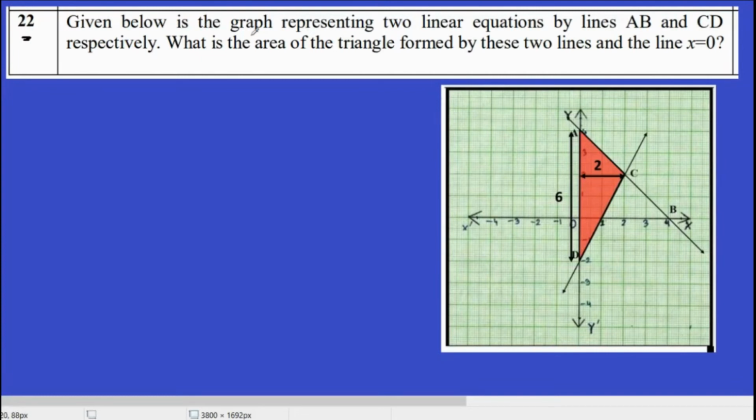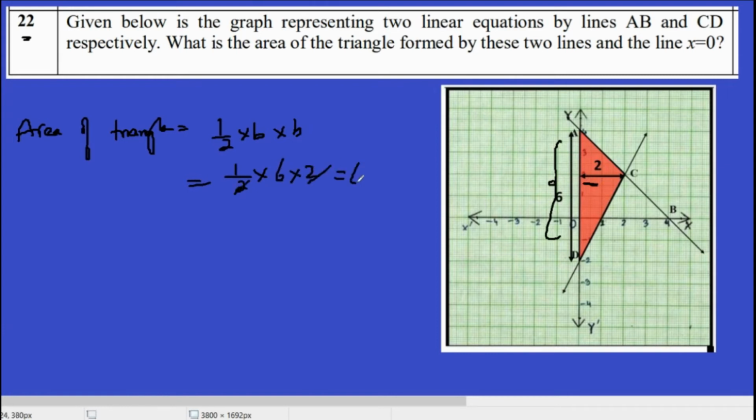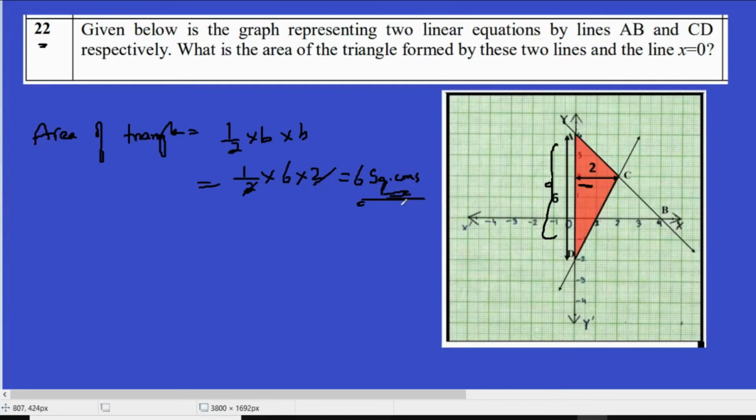Question number 22. Given below is a graph representing two linear equations by lines AB and CD. So AB is this line and CD is this line. What is the area of the triangle formed by these two lines and the line x is equal to 0? So we have to find the area of the shaded region. We know the area of a triangle formula, which is half into base into height. In this question, base is 6 centimeters and height is 2 centimeters. So half into base is 6, height is 2, 2 gets cancelled, 6. So correct option for 22nd question is option C, 6 square centimeters.